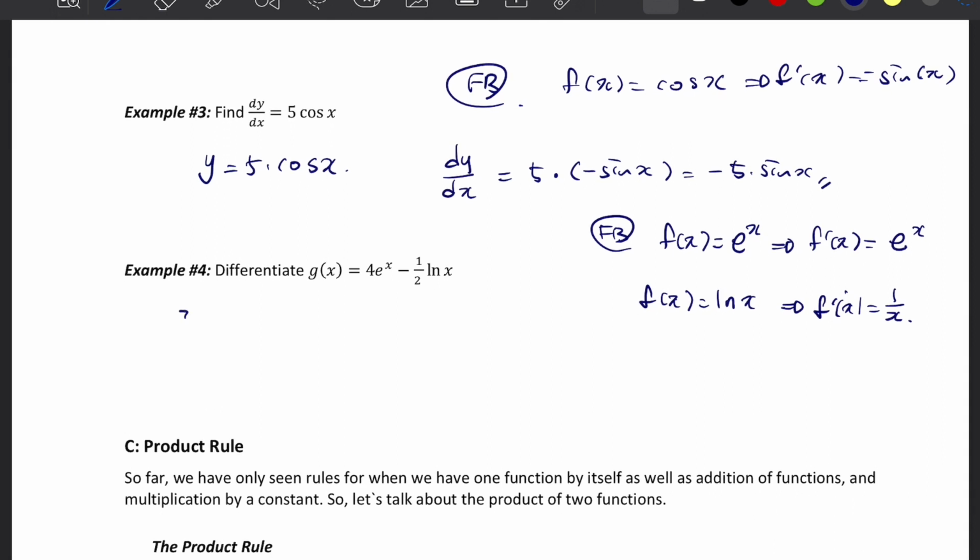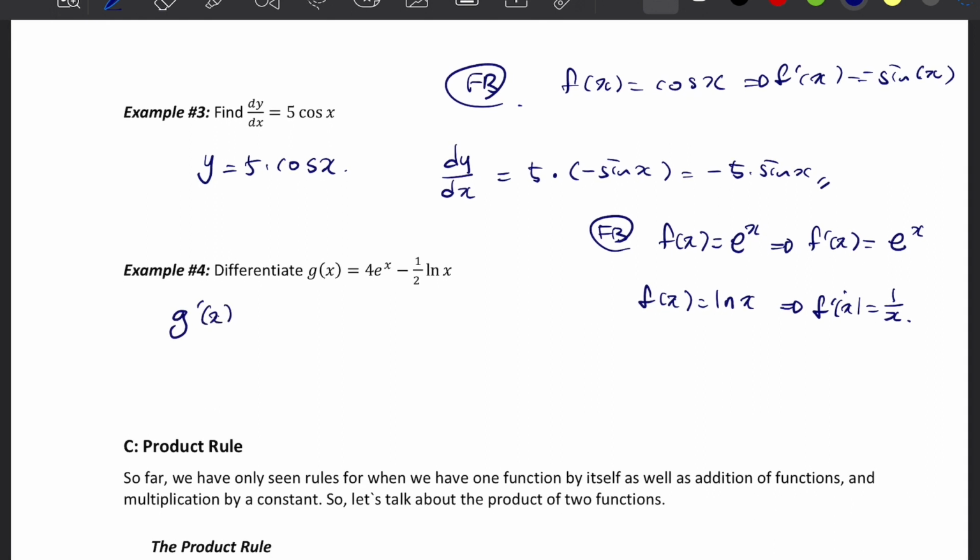Since we are trying to find g prime x, the derivative of g of x, we can say 4 times e to the power of x stays the same when you differentiate it. However, natural log becomes 1 over x. So the answer is 4 times e to the power of x minus 1 over 2x.